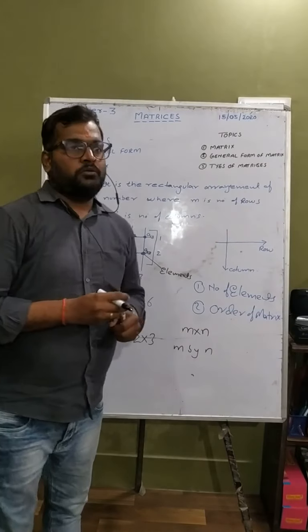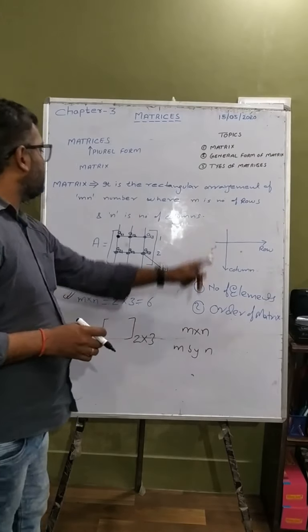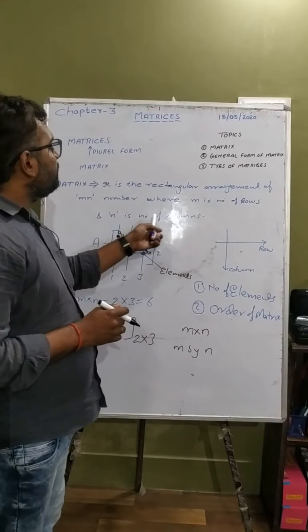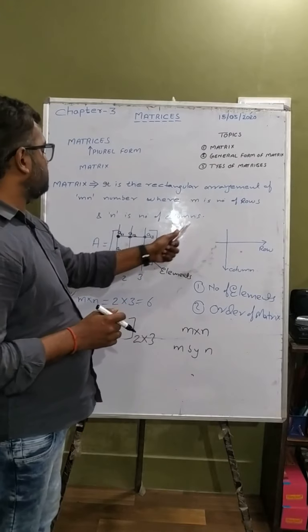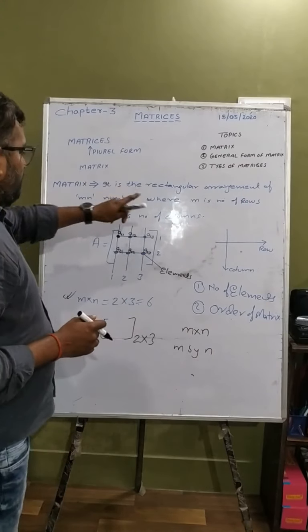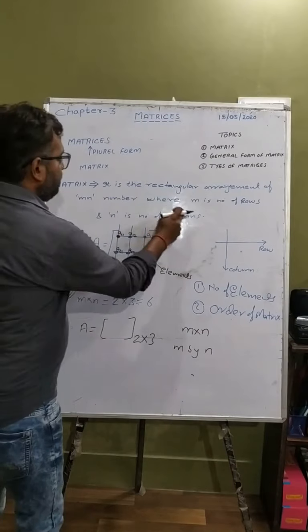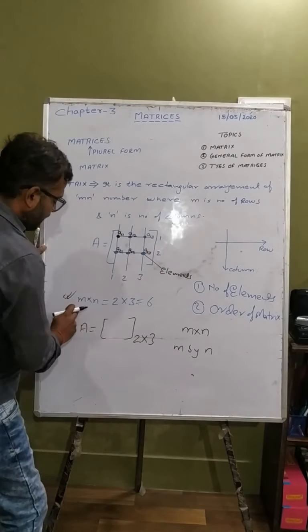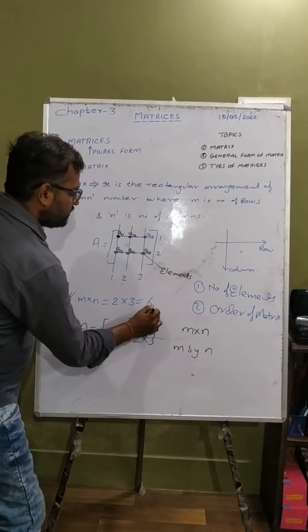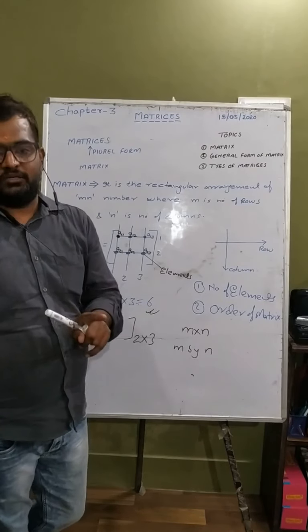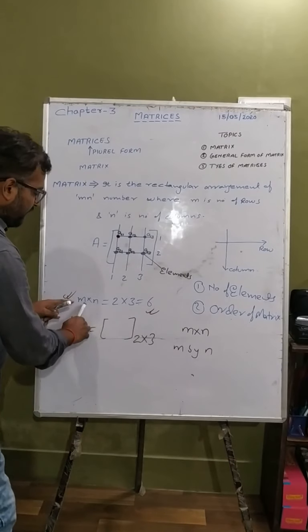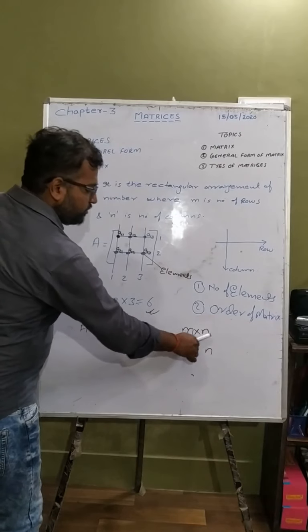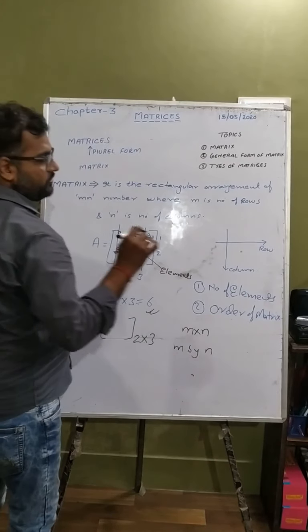So finally, I am concluding this whole topic of the matrix here. It is the rectangular arrangement of m n numbers, where m is the number of rows and n is the number of columns. In a given matrix, if we have the values of m and n, then if we multiply m into n, we get the number of elements in the given matrix. And this m into n is said to be the order of the matrix. M into n is read as m by n matrix.